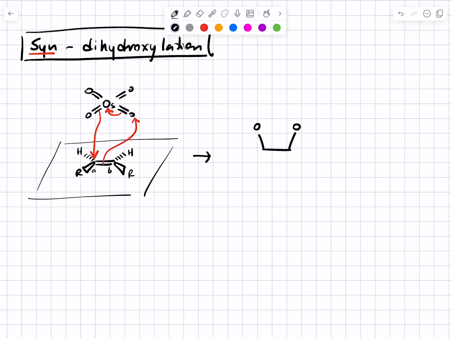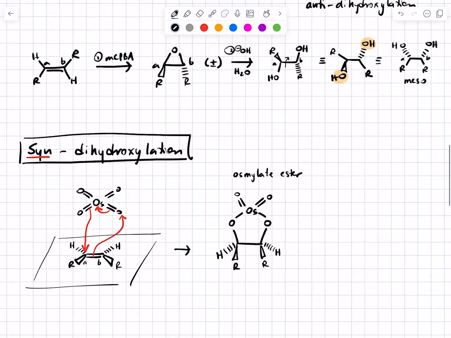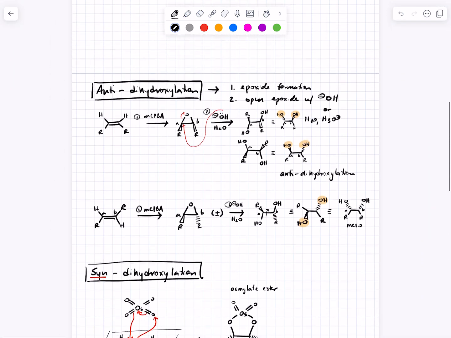So I'm going to draw the intermediate that forms. It's a weird intermediate that you won't have seen before, or perhaps again ever. This is called an osmolate ester. And the only thing you need to know about this is that notice that the R groups that were on the same side of the original alkene are still on the same side of that 5-membered ring intermediate that we made. So in some ways, this should resemble a little bit what we did above with making an epoxide.